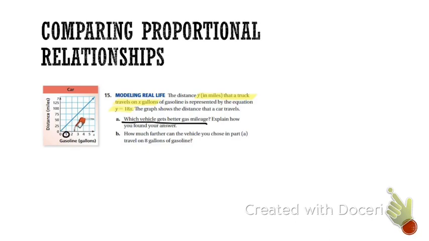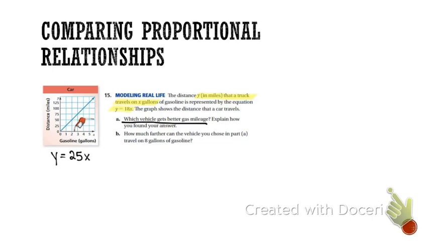Okay, I want to look at per one. So how many miles per gallon does the car go? All right, 25 according to the graph. So distance equals 25 miles per gallon.